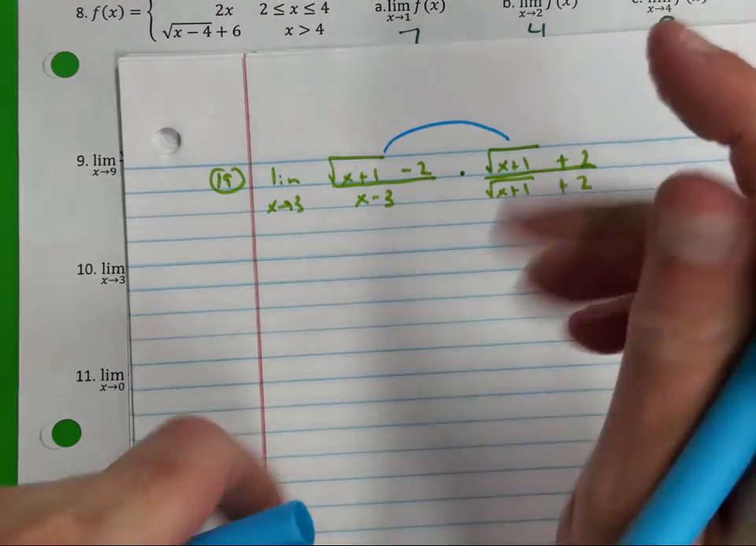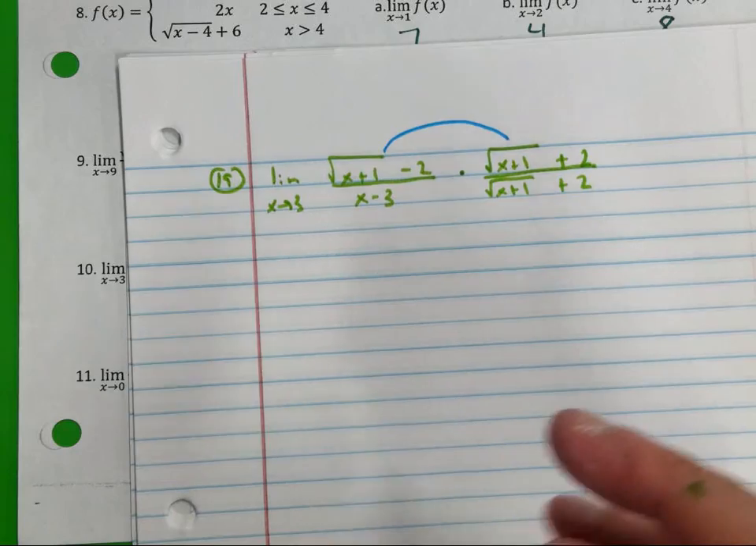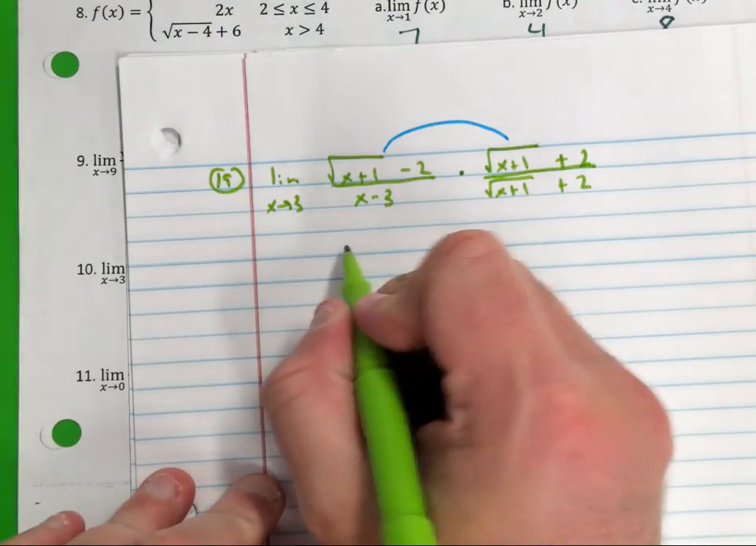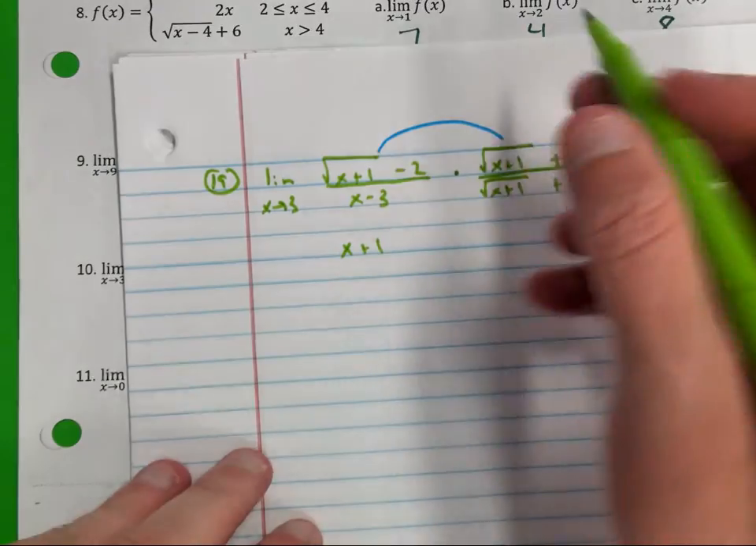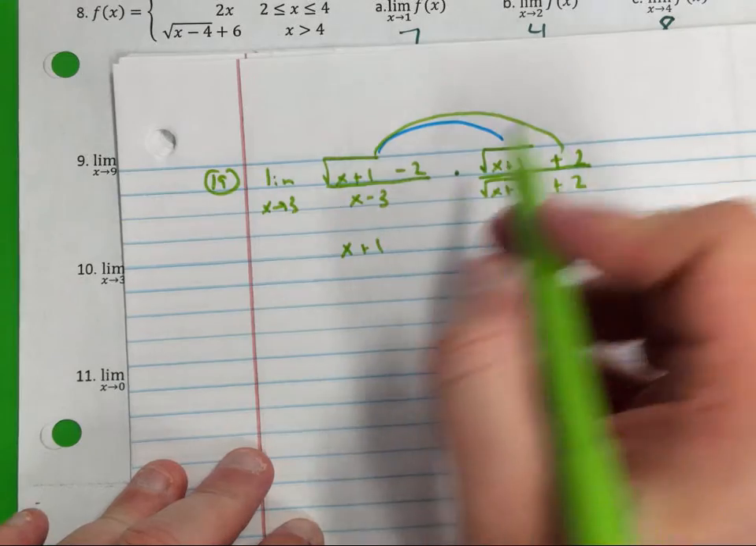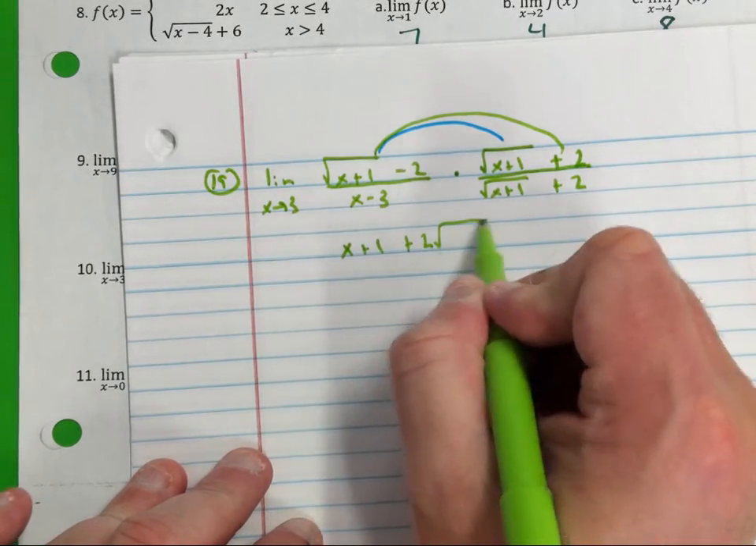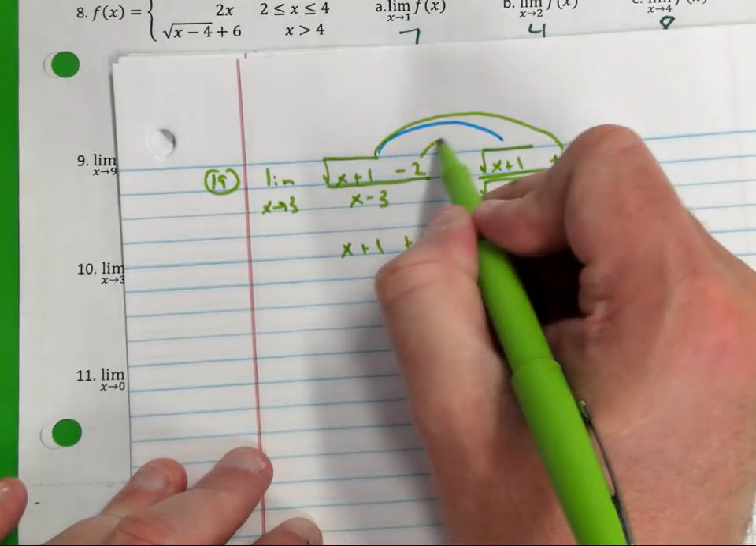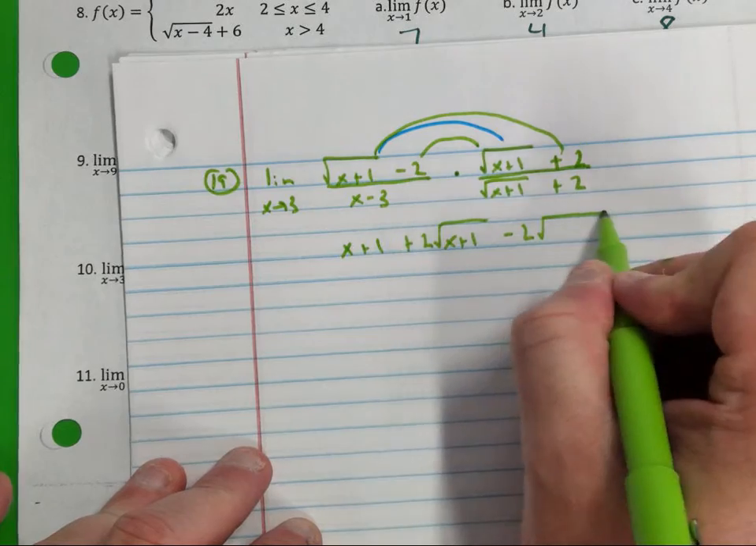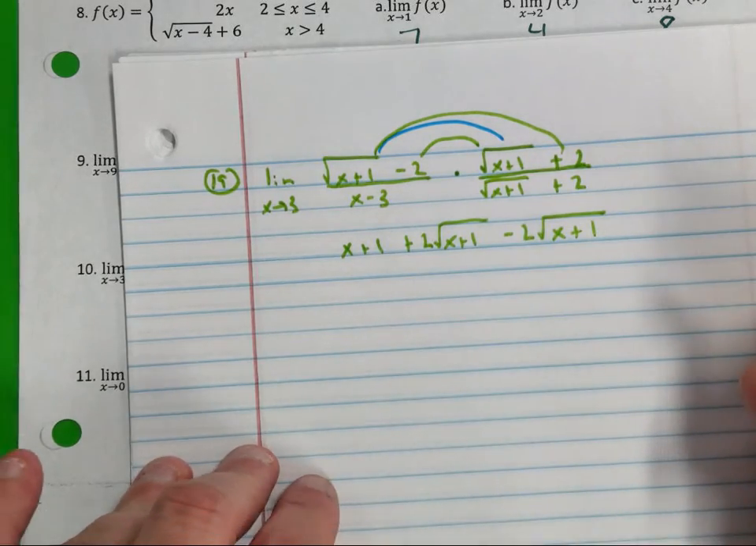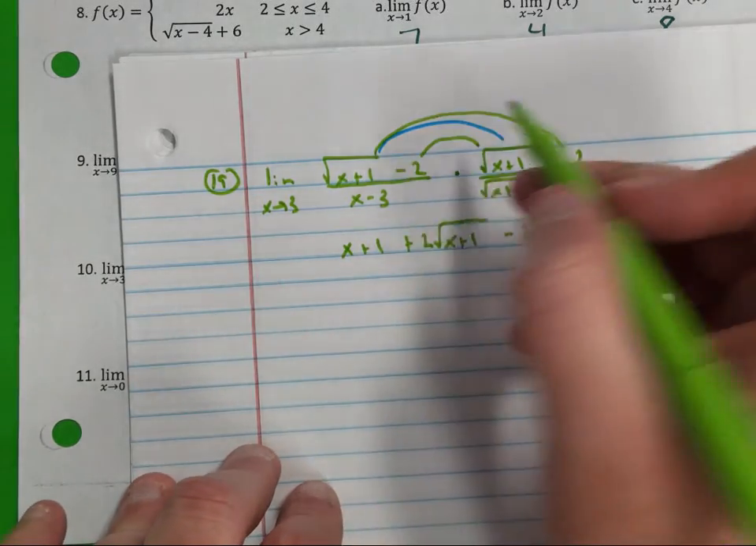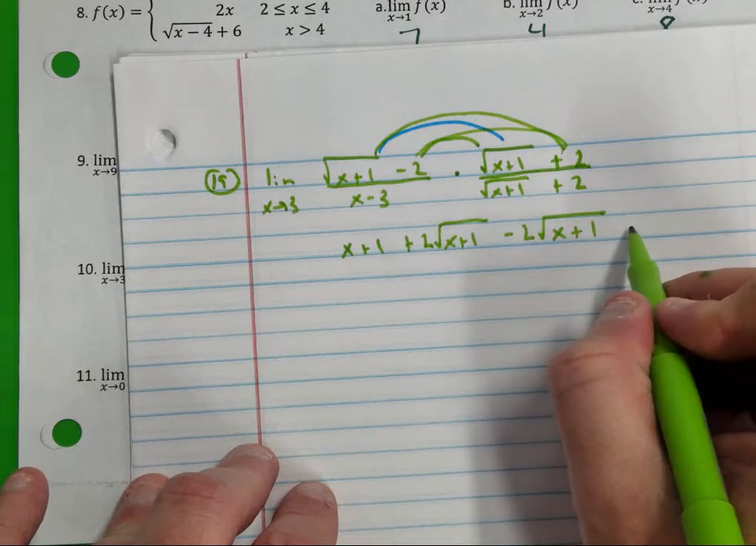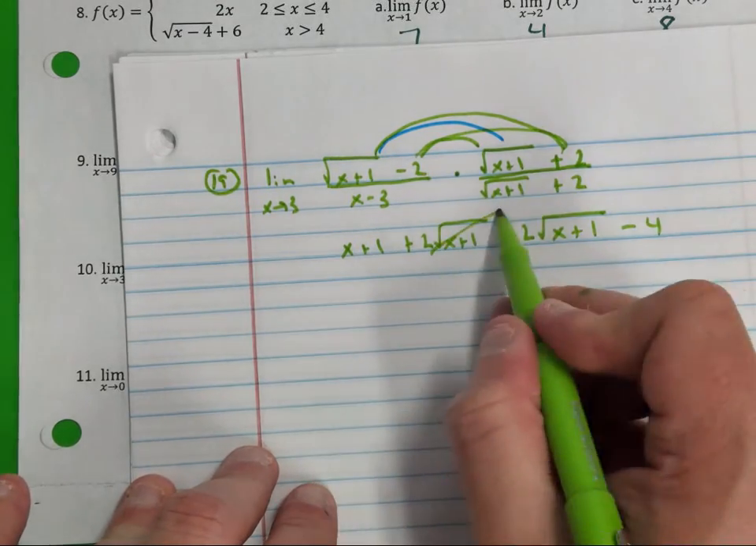This square root times this square root cancels that square root out, and you're just left with x plus 1. This times 2 would give me positive 2 square root of x plus 1. This times this would give me negative 2 times square root of x plus 1. And then negative 2 times positive 2 is negative 4. And you can see these will cancel out.